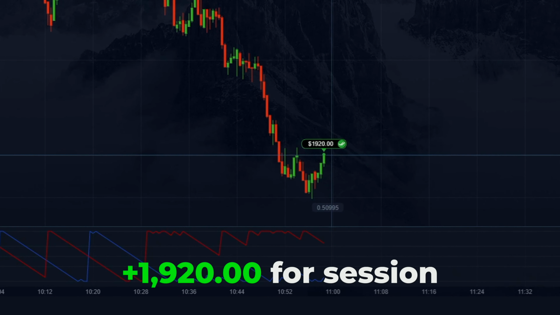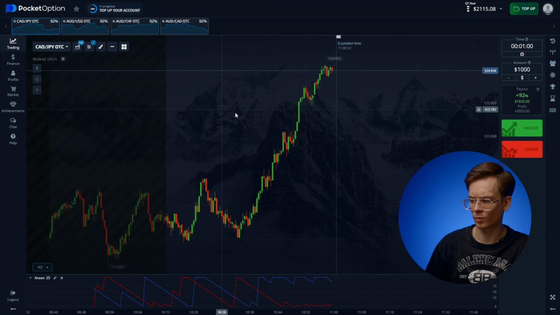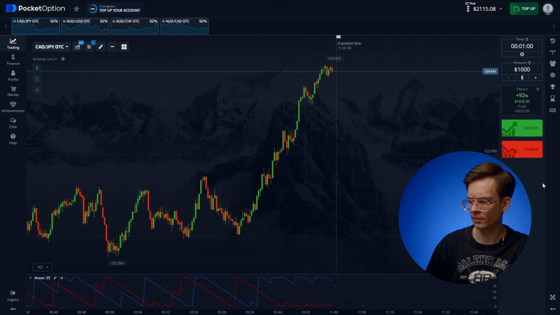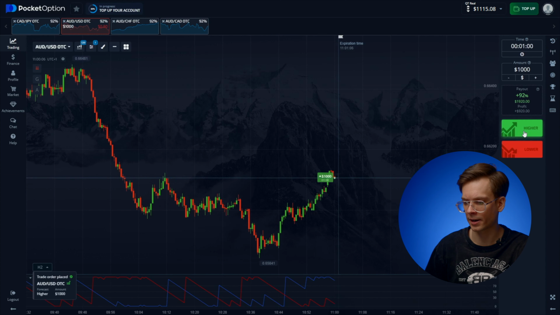How satisfying to be right again. Now my deposit is 2,115. Arun is one of my favorite indicators. I'll make a couple more trades. Okay, skipping Aussie and Canadian. Canadian and Yen too. So it's Aussie and Buck. Same investment amounts. Pressing higher.